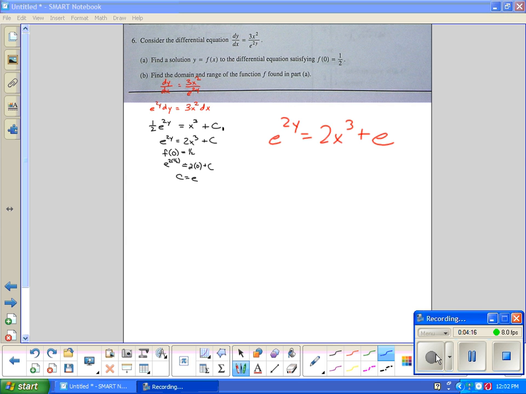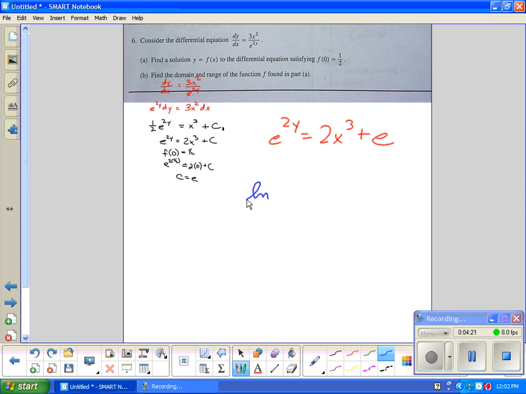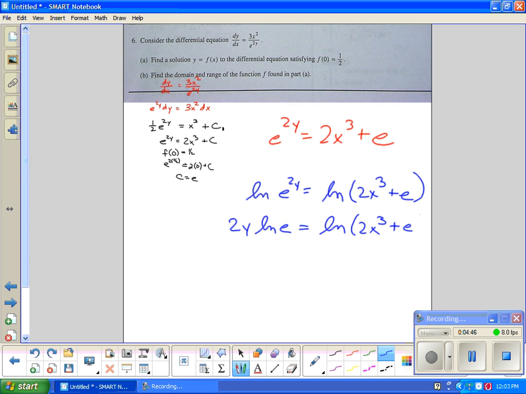We're going to have to take the ln of both sides, right? So if I take ln of e to the 2y equals ln, now be careful here, 2x cubed plus e, right? You got to do it as a whole thing. We call that from pre-calculus. All right? So we know the power will drop down now, so I can write 2y ln e. But what's ln e? 1.